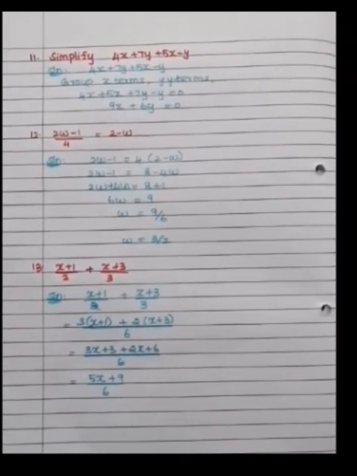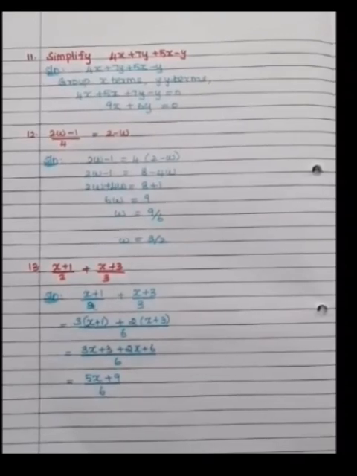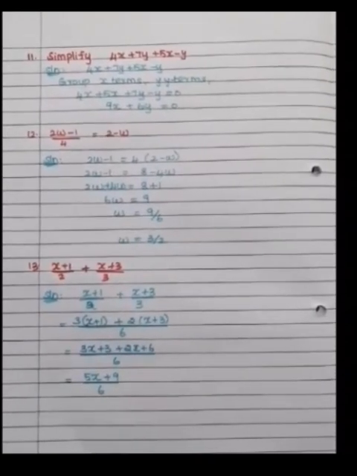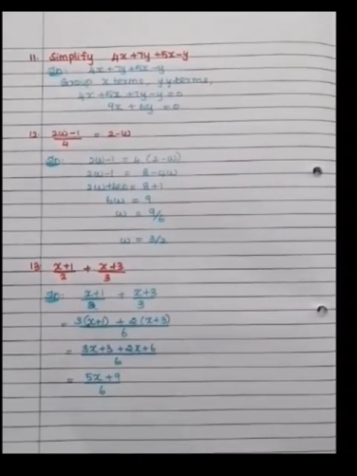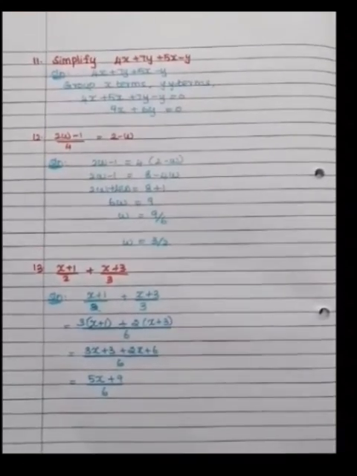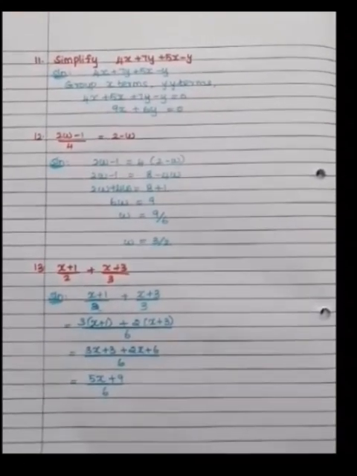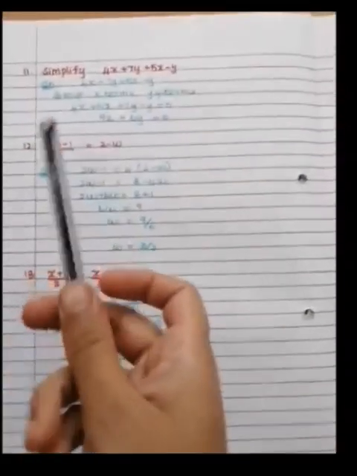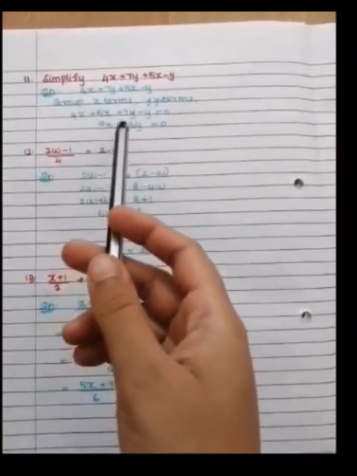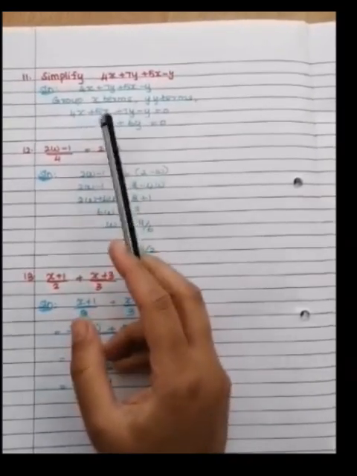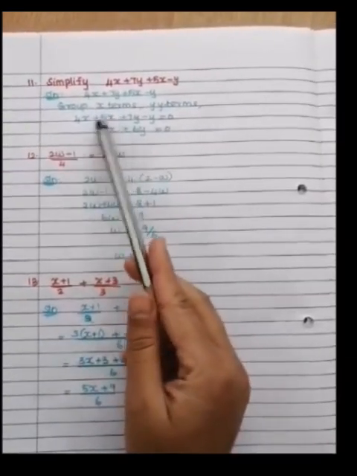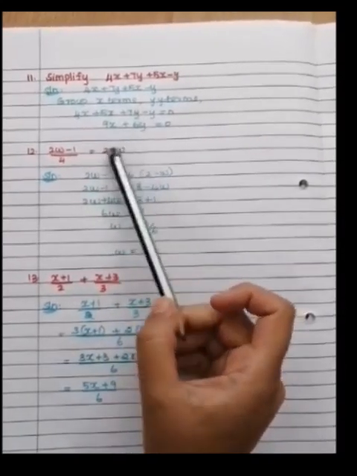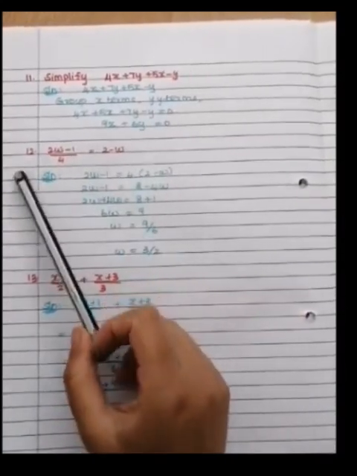First question: simplify 4x plus 7y plus 5x minus y. First, we have to group the x terms and y terms. Here we have two x terms and two y terms. We make the groups 4x plus 5x, and 7y minus y. 5x plus 4x is 9x and 7y minus y is 6y.